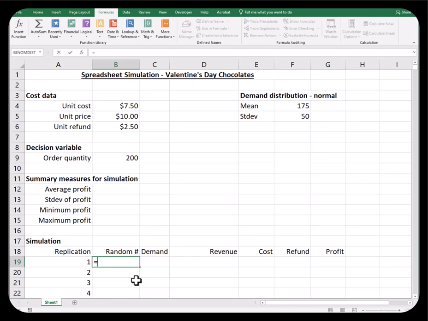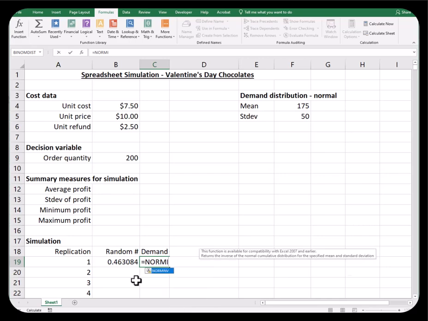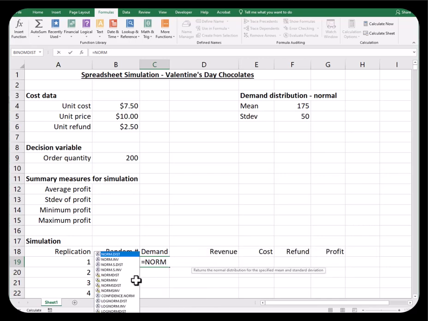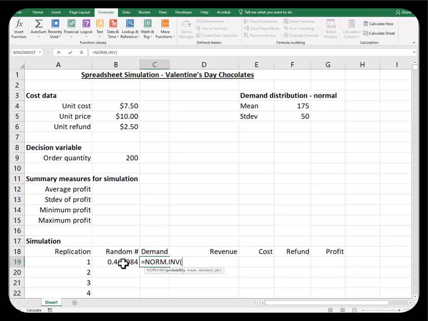Okay, the first thing is the random number. You do a RAND function, and that will give us a random number equally likely to be any number between 0 and 1. And then now we'll use the NORMINV function. So NORMINV, and you can do NORMINV or NORM.INV, either will work. And then the probability that we'll specify will be the RAND. The mean is going to be the parameter that we have here for the mean of our normal distribution.